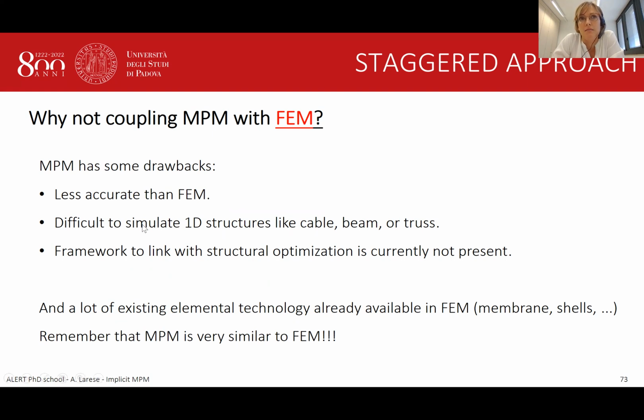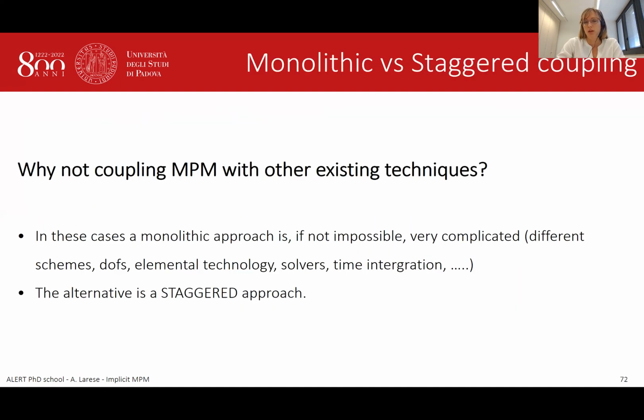And in many cases, there are many kinds of element technology which are not present in MPM: membranes, shells, and a lot of structures, also 1D structures, cables, beams, trusses, that are not easy to simulate with MPM. Why don't we use the FEM codes directly? Not to mention all the work done on topology and shape optimization, which is present in FEM. So why don't we exploit the maximum potential of FEM where it's possible and combine it with MPM where it's not possible? Typically, we can simulate large deformation of soil using MPM, but maybe the structure can be simulated using FEM itself.